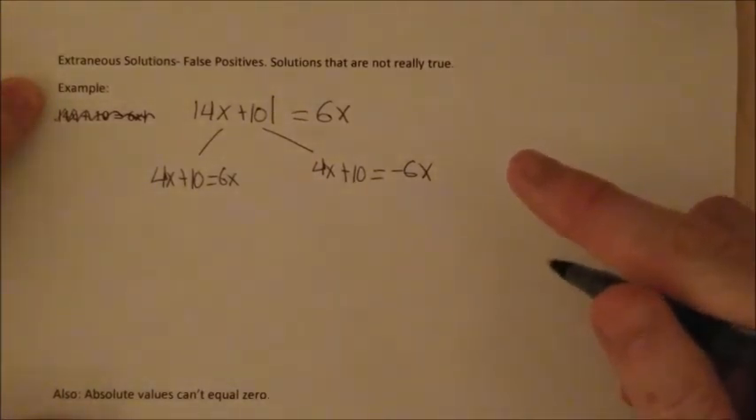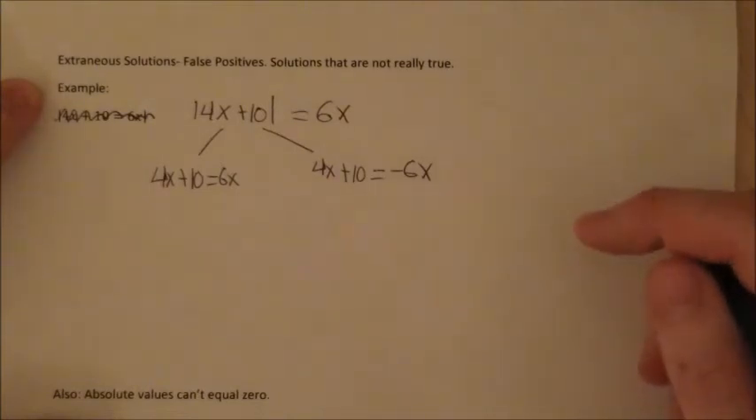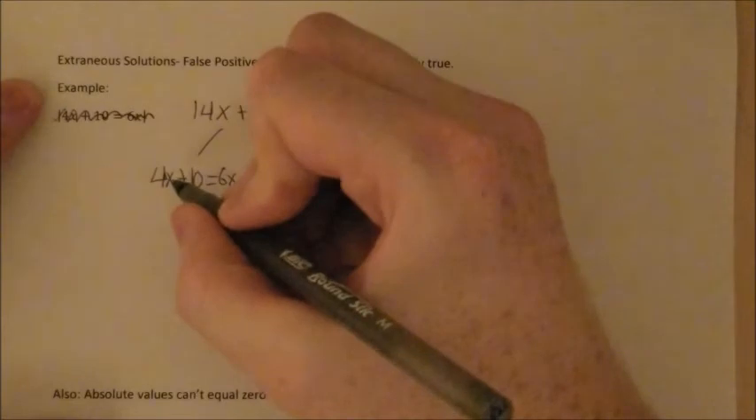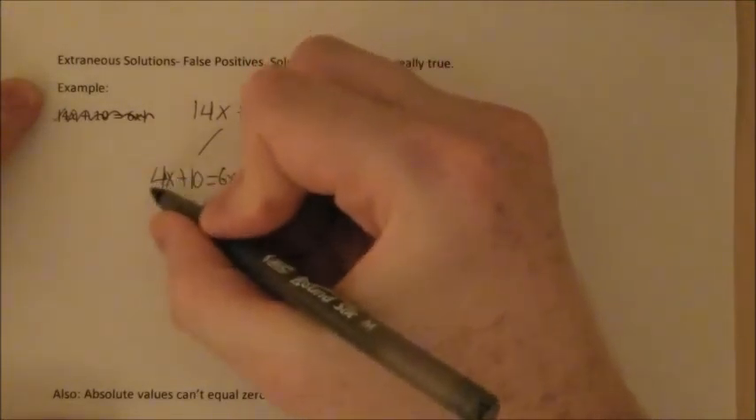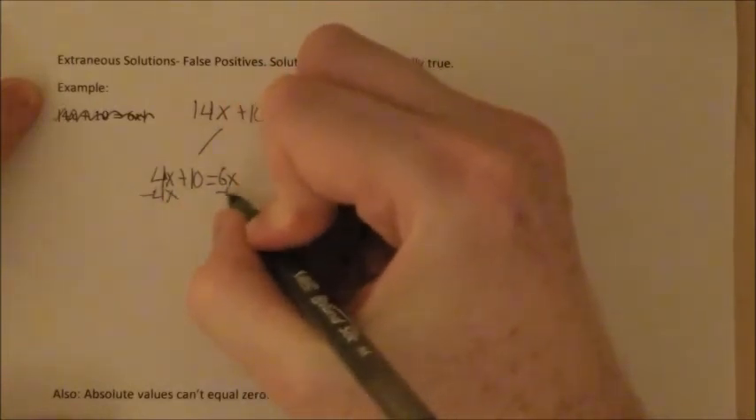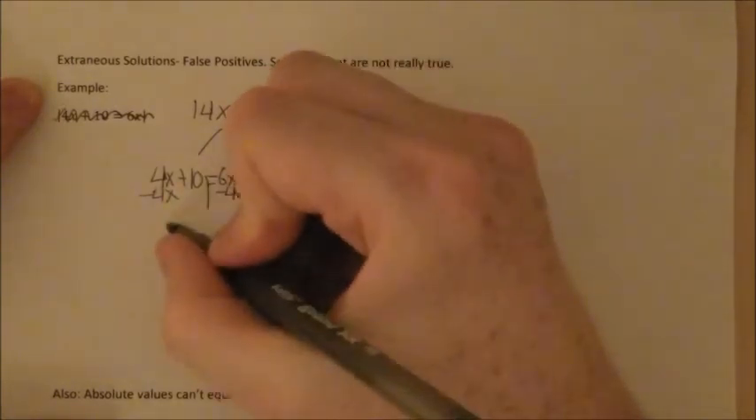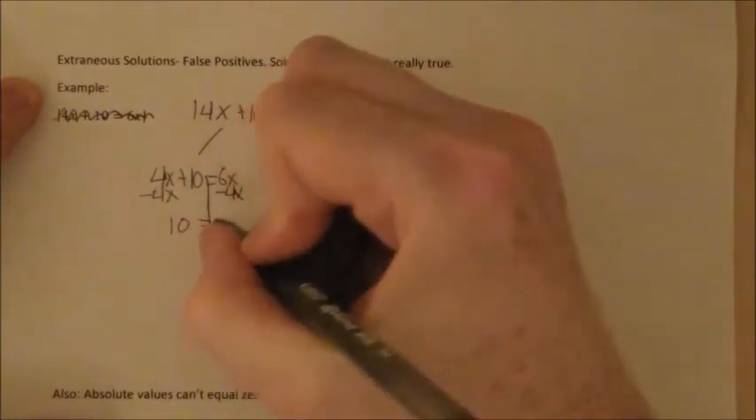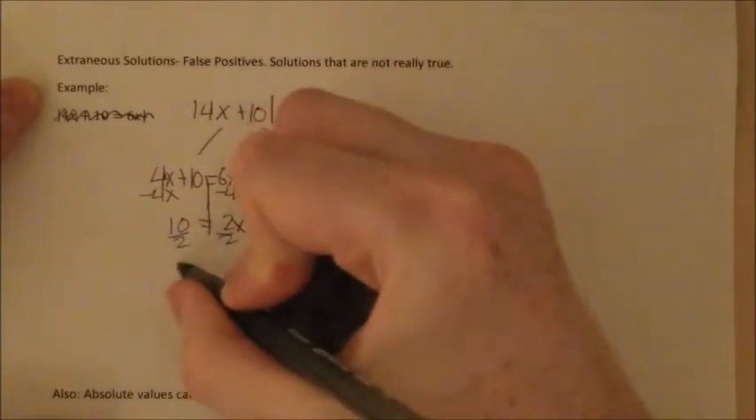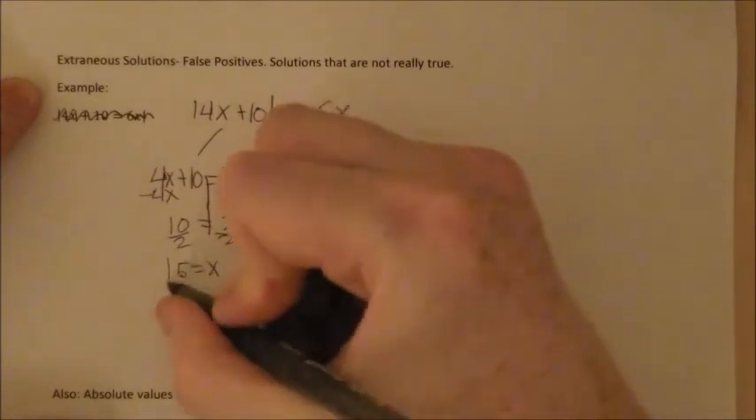Sometimes it can be a little bit tricky because we have variables on both sides. But like I said, if you have x's on both sides, my advice is get rid of the smaller of the two. So in this case, it would be the 4x. So we could just subtract that to both sides. So we would have 10 equals 2x. Divide the 2. You'll get 5 equals x.